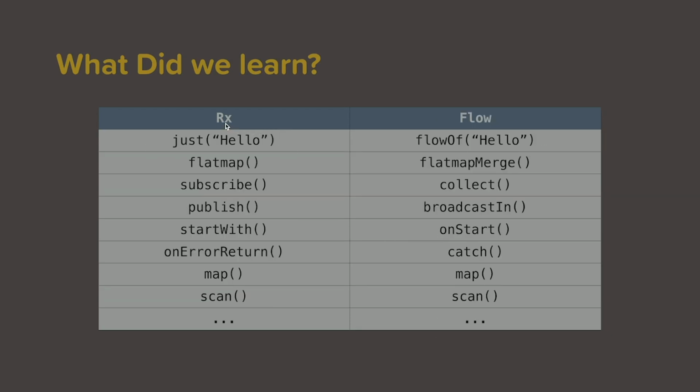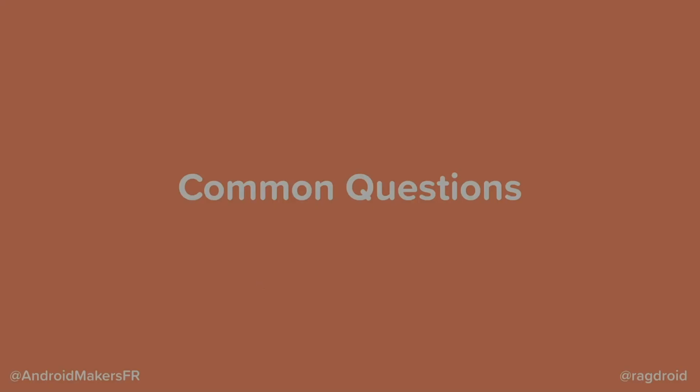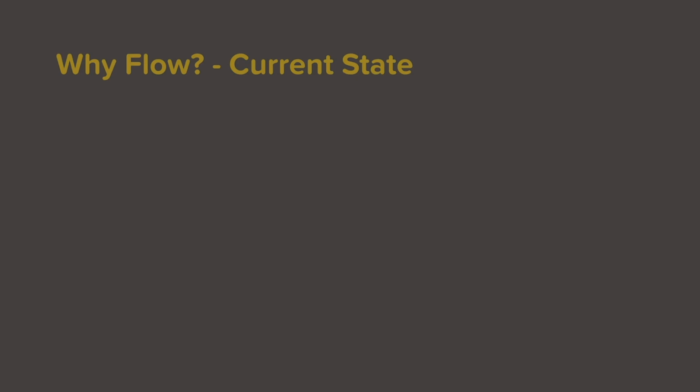So these are various operators which can be mapped. I am going to post these slides and you can have a look later on. There's also this thing to keep in mind, that subscribe on is actually not related to flow on, and there are subtle differences which we talked about. Also, let's try to answer basic common questions which I come across.